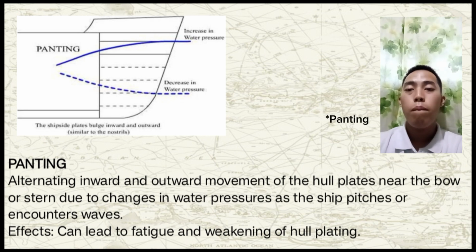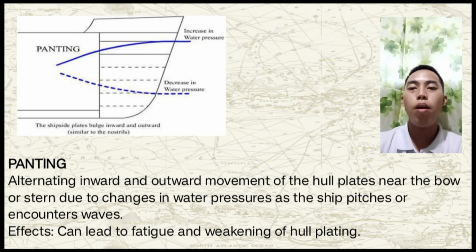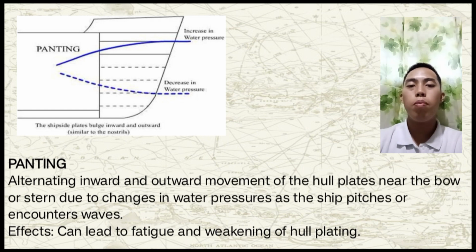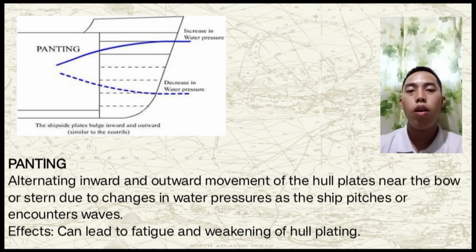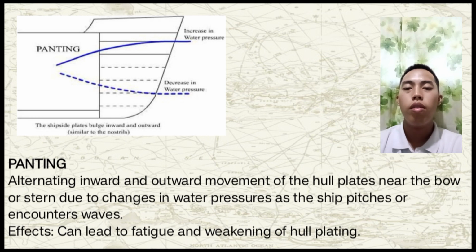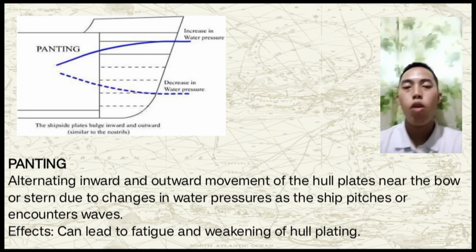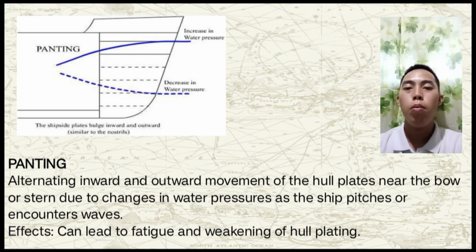So panting in a ship refers to alternating inward and outward movement of the hull plates near the bow and stern. This movement is caused by changes in water pressure as the ship pitches, so it moves up or down, or encounters waves.